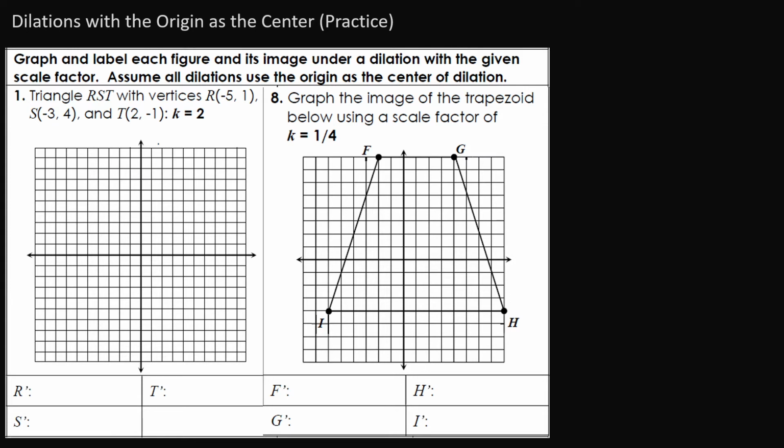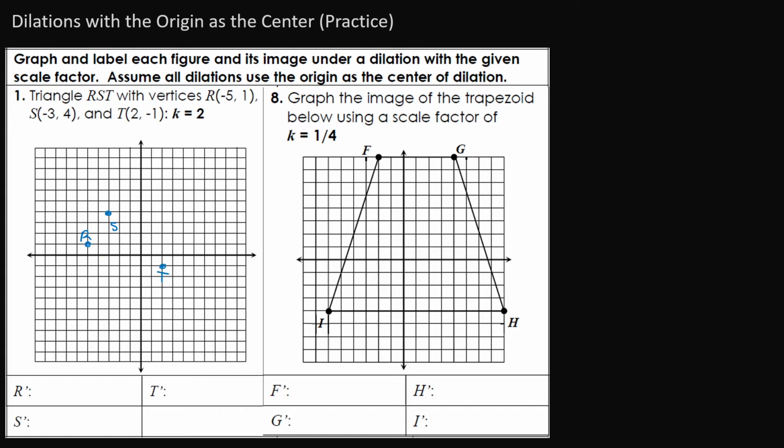So let's get started. For example 1, we have triangle RST with vertices R, S, and T. The scale factor is 2. In this case, our resulting image is going to be twice the size of the preimage. So I'm going to plot my original points. I've got R at (-5, 1). S is at (-3, 4). And T is at (2, -1).